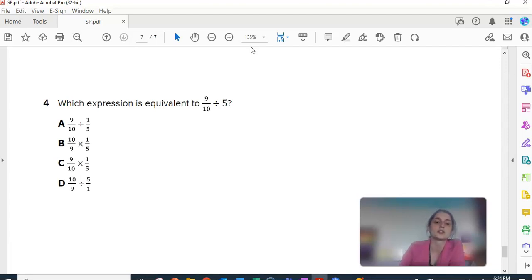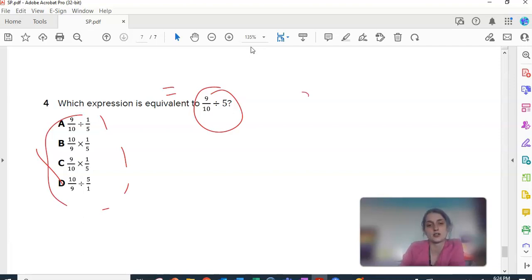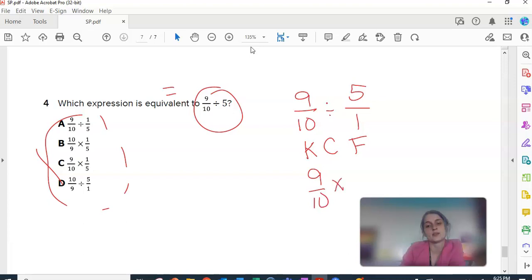Next one. Which expression is equivalent, is equal to 9/10 divided by 5? I see that all my answer choices here have 2 fractions. So let's start by changing 5 into a fraction. 9/10 divided by any whole number is that number over 1. We are going to keep, change, and flip. Keep the first one, change our division to multiplication, and flip to find the reciprocal of our second fraction.